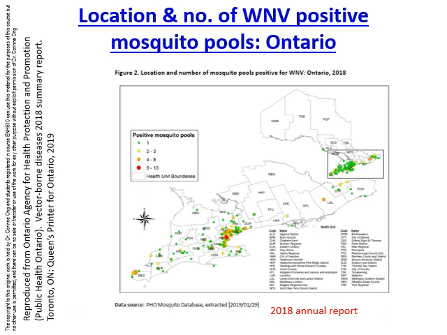This is a map of the location of the mosquito pools that were positive for West Nile virus. You can see that the hotspots are around the Golden Horseshoe area, and the highest numbers were submitted from Halton region. This has shifted from the past when Peel had the highest numbers.